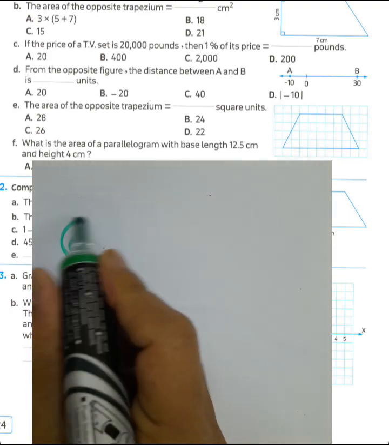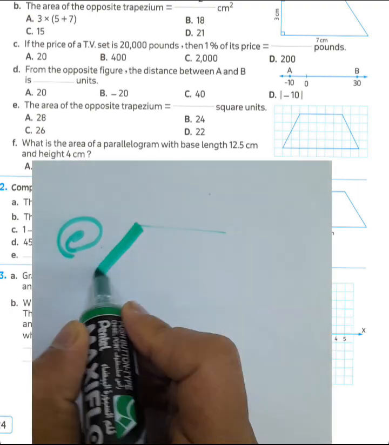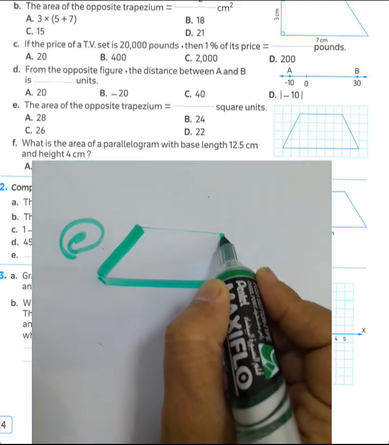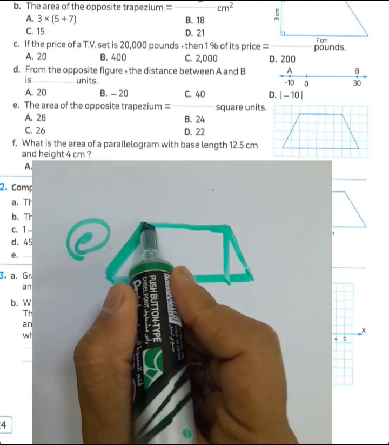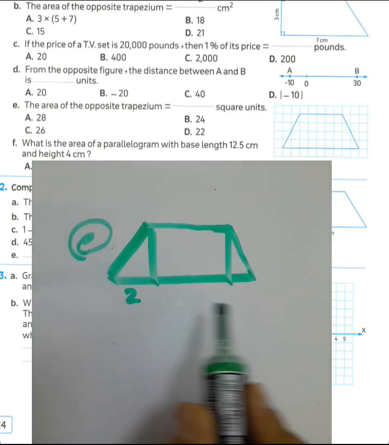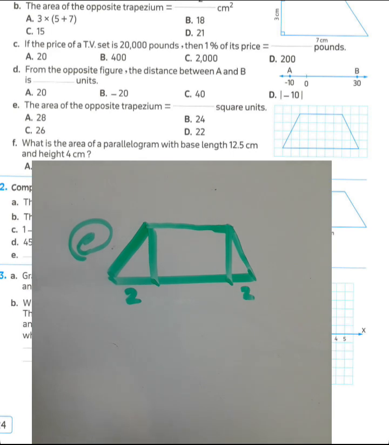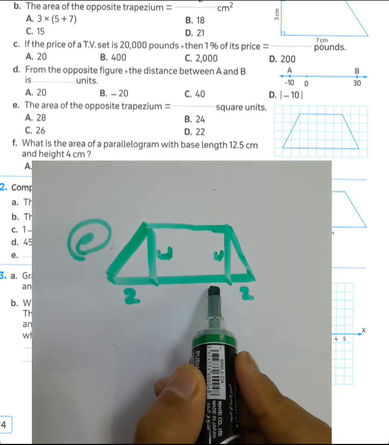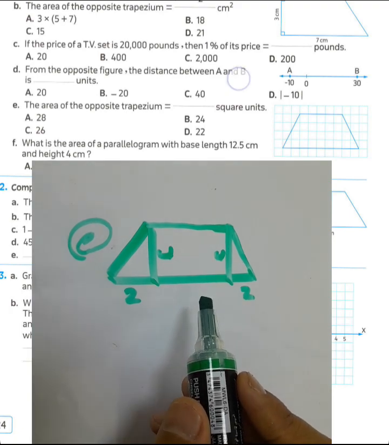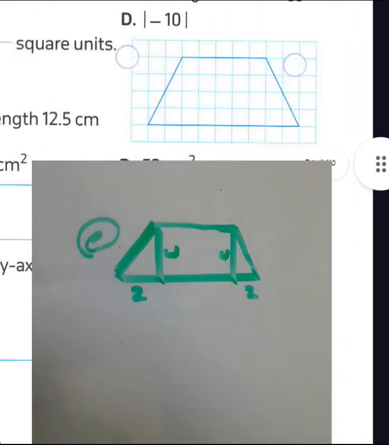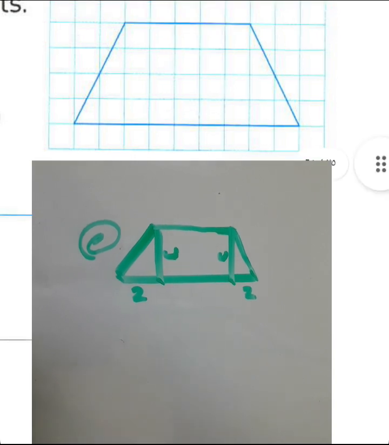Next question, letter E. The area of the opposite trapezium, what will it be? We have an isosceles triangle. We can draw it and find the length of the base here was 2, and we have here 2, and the height, count with me, 1 2 3 4, 1 2 3 4, and the distance between them, count with me, 1 2. We have 1 2 3 4 5.